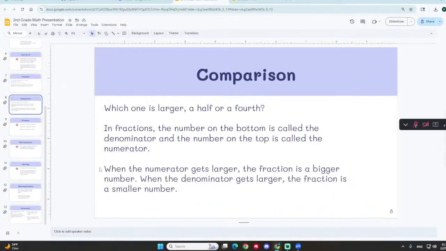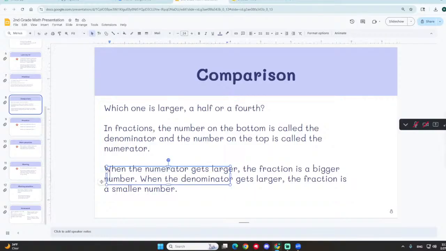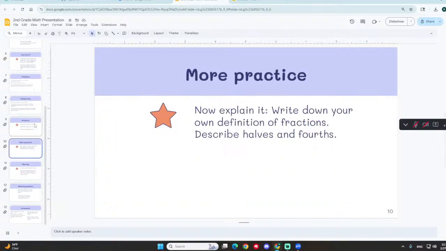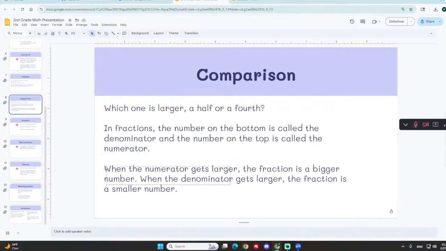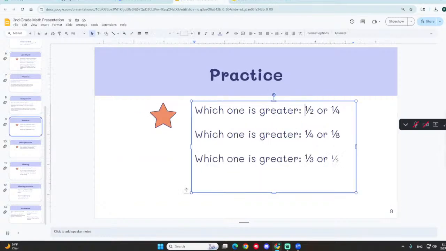And don't worry too much about the numerator. The numerator also affects how large a fraction is, but we'll learn more about the numerator and about fractions later. Today we're just understanding 1/2 and 1/4. Just understand that the numerator is the number on top and the denominator is the number on the bottom.